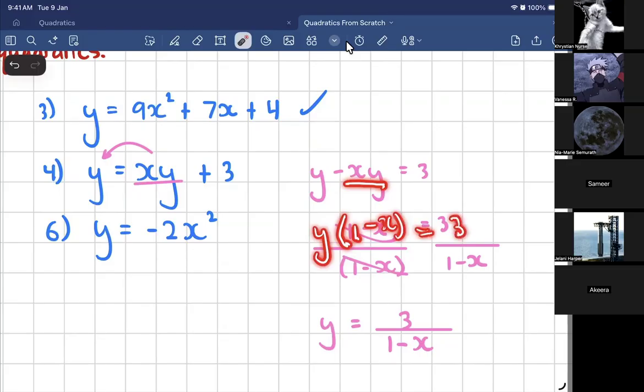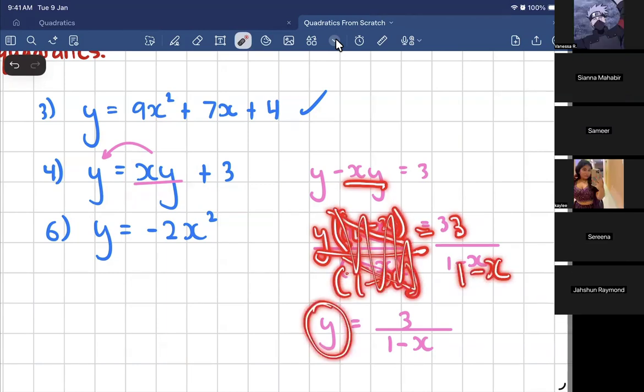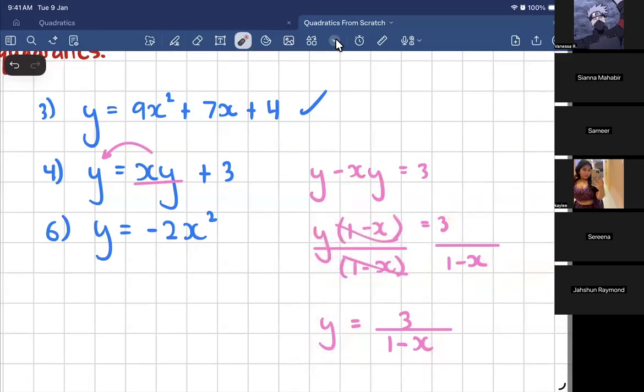Now hear this. We want to find for y. Right now, y is being multiplied by this big bracket over there. So to find for y, you would need to cancel this off. So what's the opposite of multiplying? Divide. So you could divide by 1 minus x on both sides. And that is how you make y the subject of the formula. And this is now the complete function, because for a function, y is the subject of the formula.